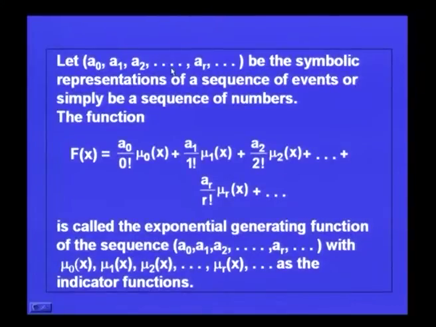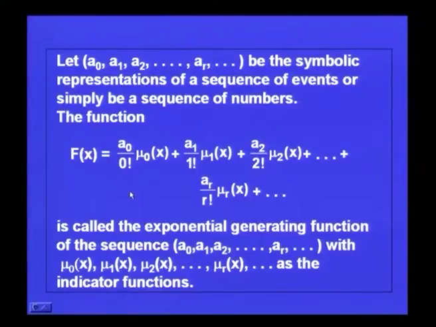Let a0, a1, a2, ar be the symbolic representation of a sequence of events or simply a sequence of numbers. Then you look at the function f(x) = a0/0! μ0(x) + a1/1! μ1(x) + a2/2! μ2(x) and so on. The general term is ar/r! μr(x). This is called the exponential generating function of the sequence a0, a1, a2, ar etc. with the indicator functions μ0(x), μ1(x), μ2(x) and so on.